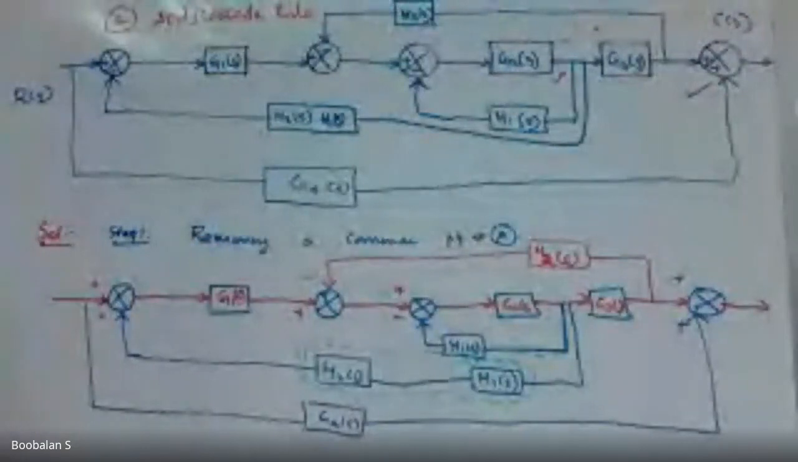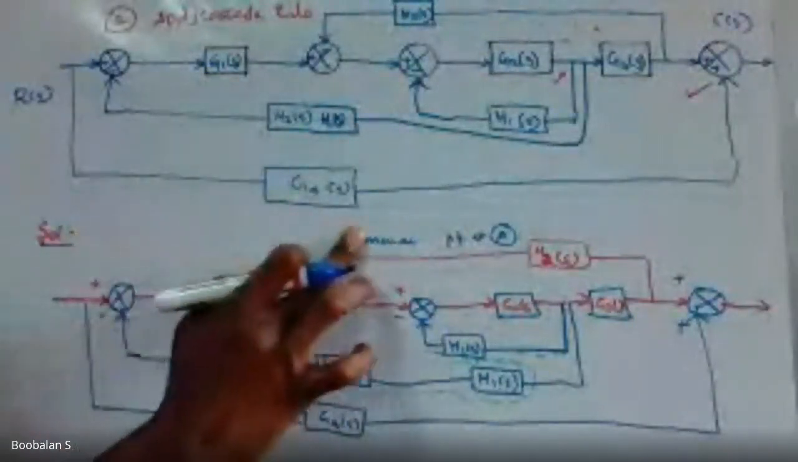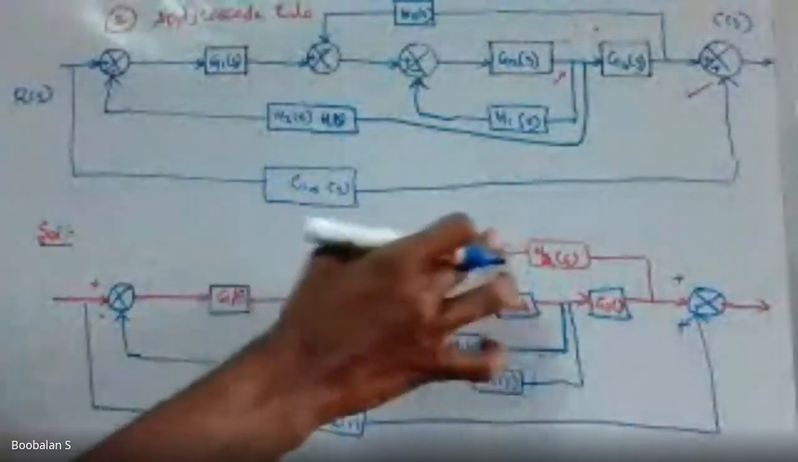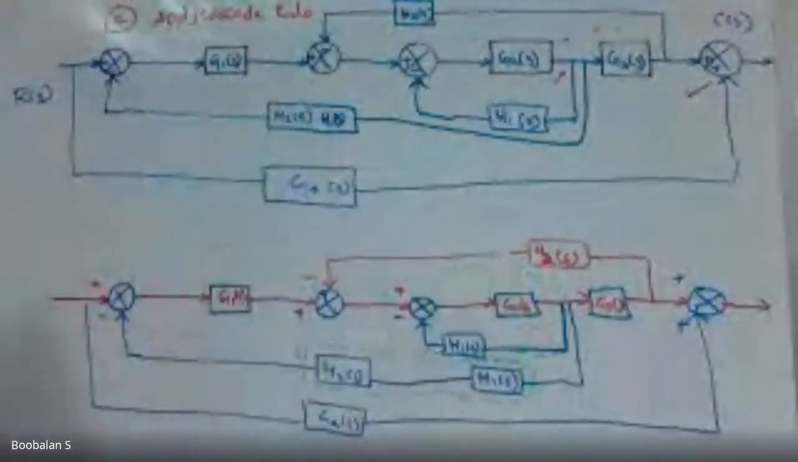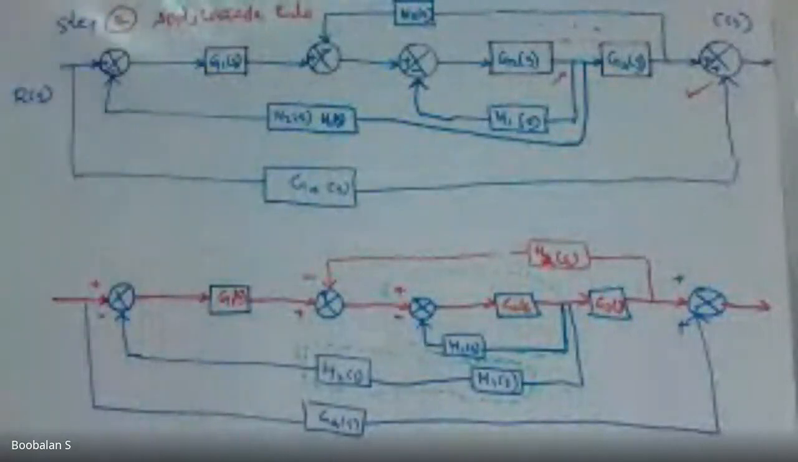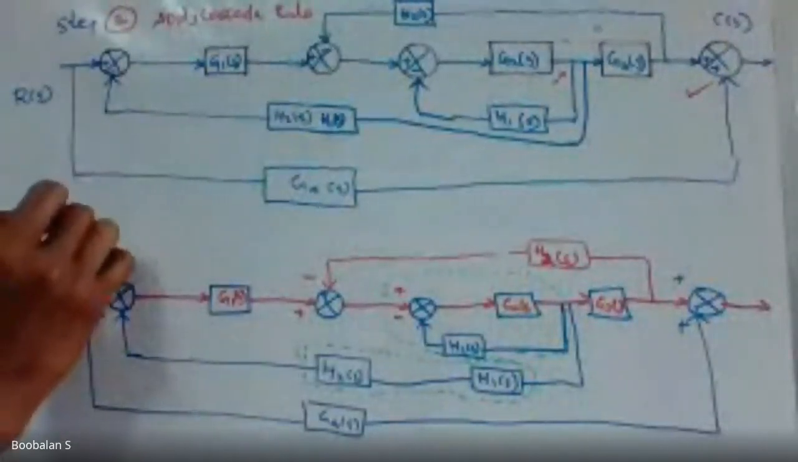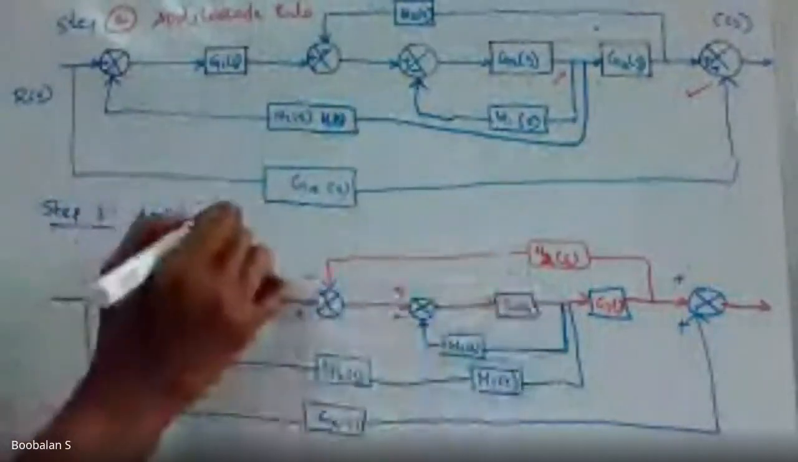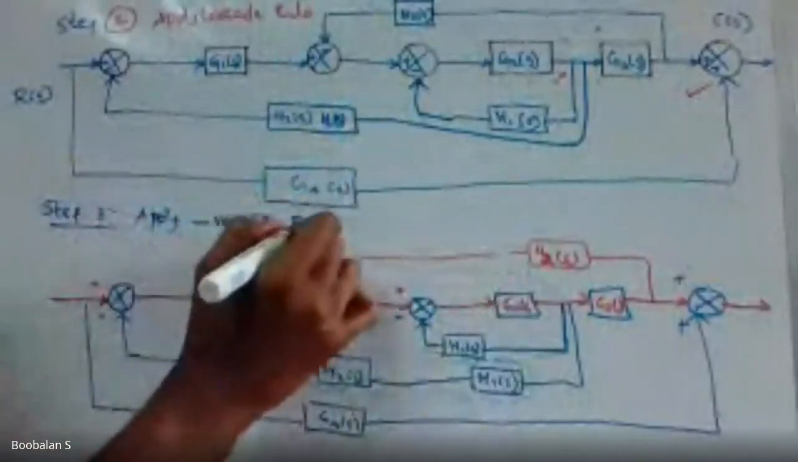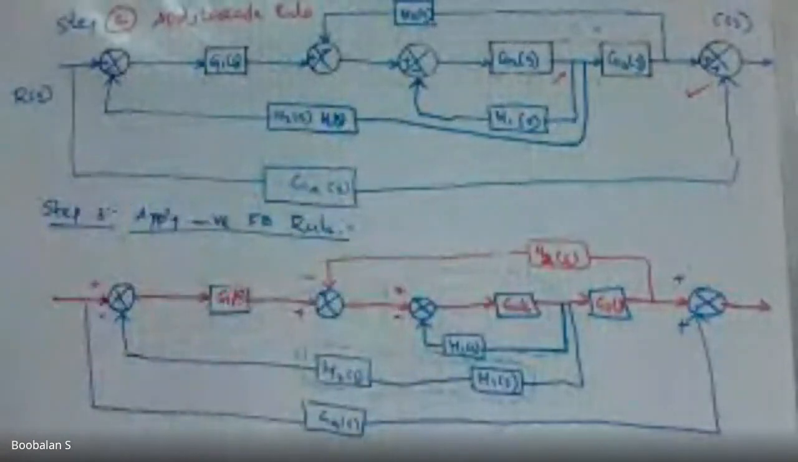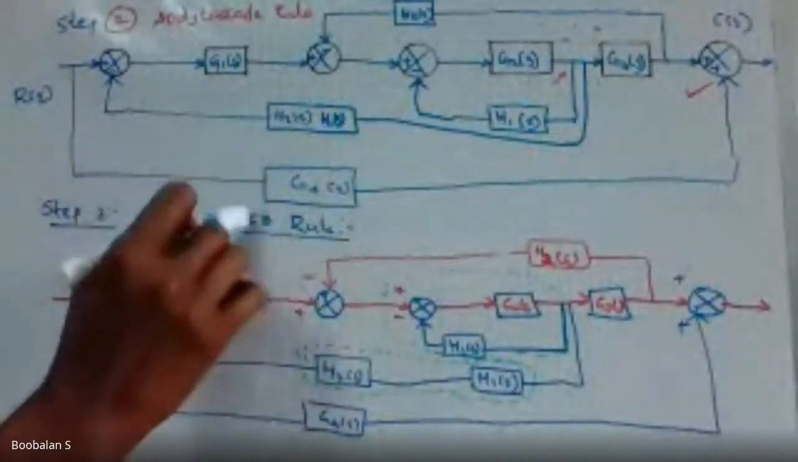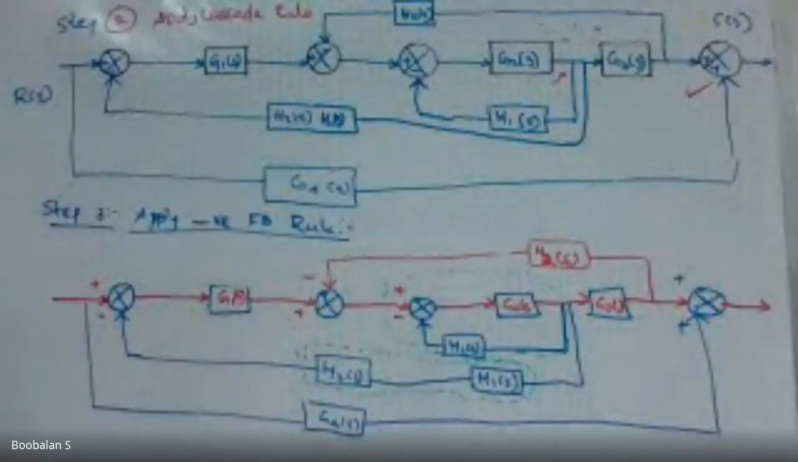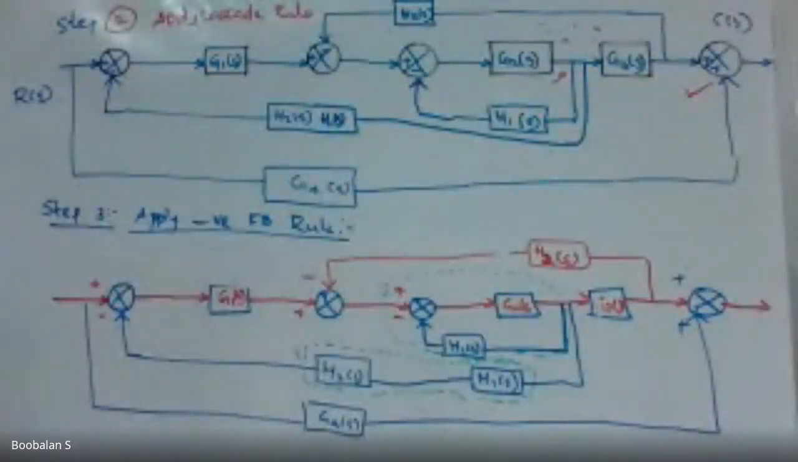Now step 3. Make it fast. Take some time to draw the diagram individually, right? This is step 2, apply cascade rule. Step 3: apply the negative feedback rule. I'm using only the short form, but if you need to write the full form, you need to write it fully: negative feedback rule on the highlighted area. You need to write the entire statement, otherwise the examiner wouldn't be able to understand it.